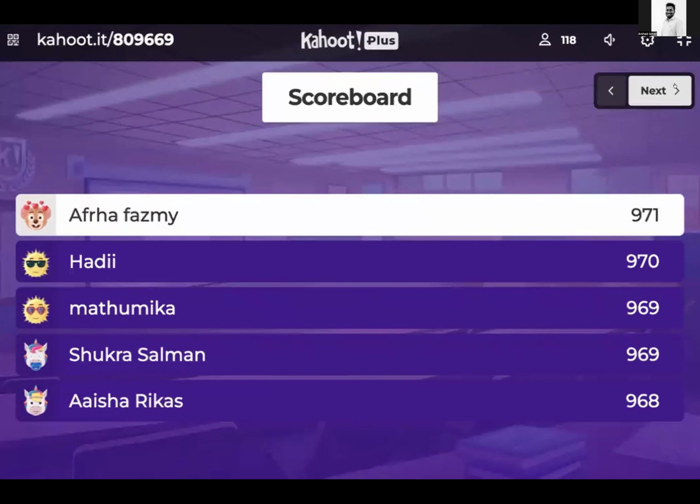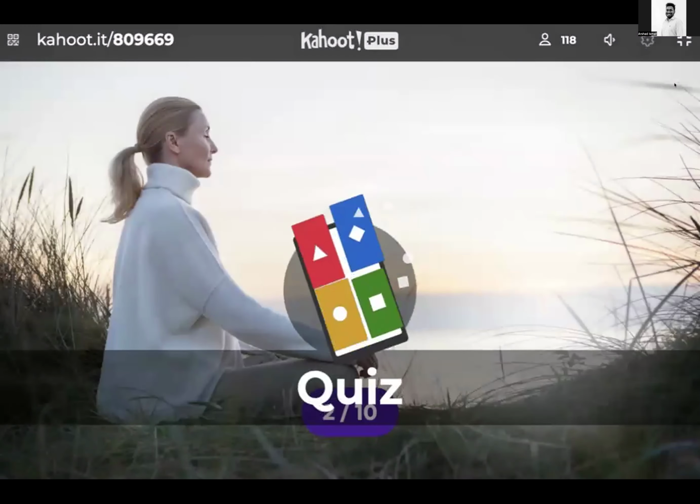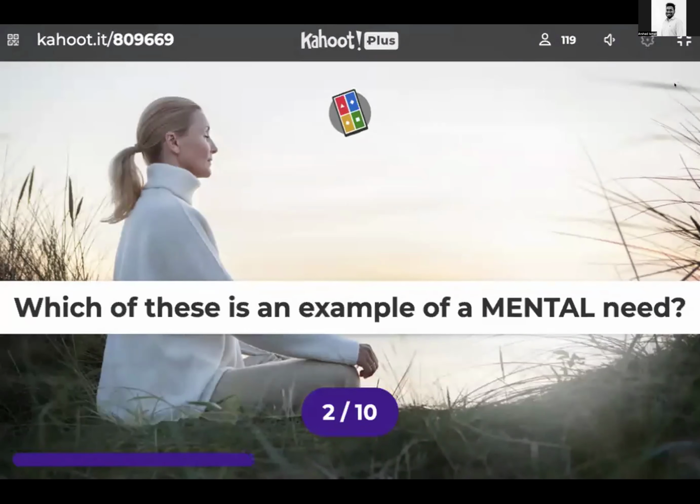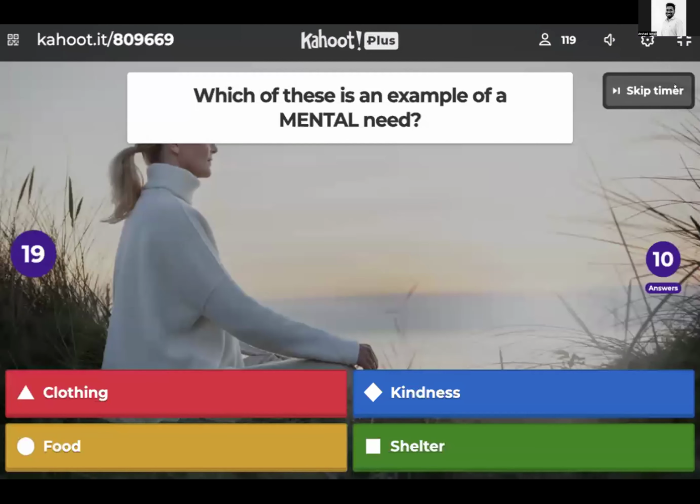So the faster you answer, the more points you get. Just getting it right is not enough. Question 2. Which of these is an example of a mental need? Clothing, kindness, food, shelter. Mental need, example.